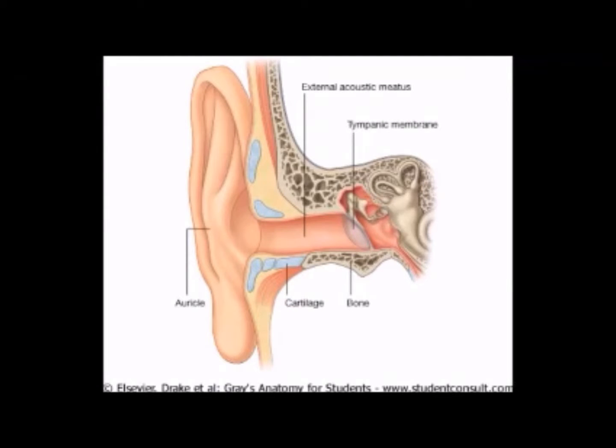The most noticeable and outward portion of the ear is the outer ear. The fleshy outer ear is called the pinna, or specifically for humans, the auricle, leading to the ear canal and to the outer tympanic membrane, or the eardrum.